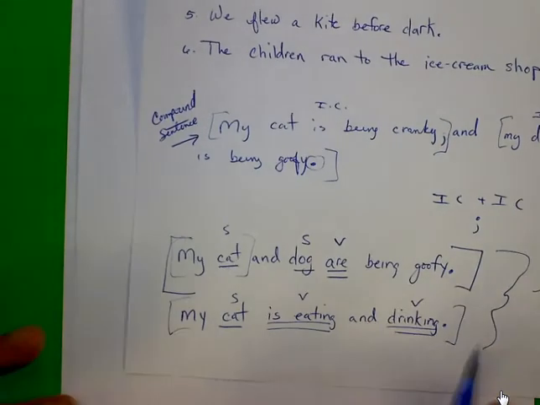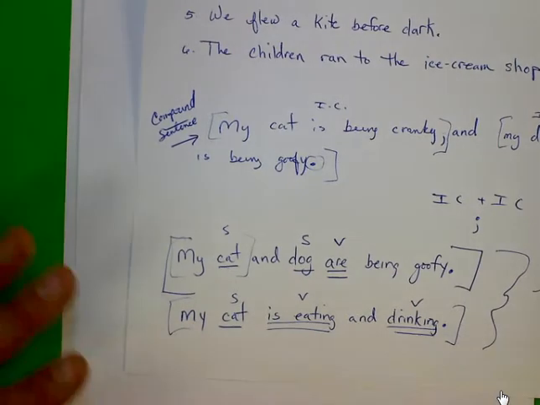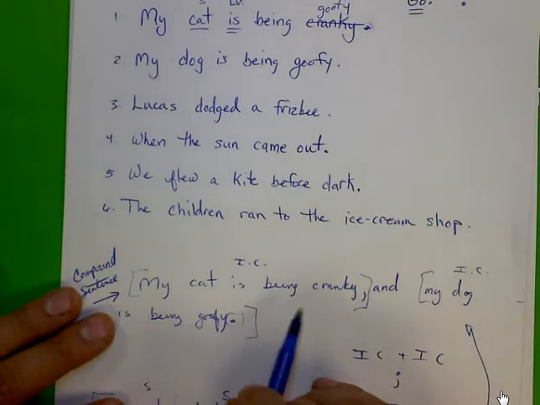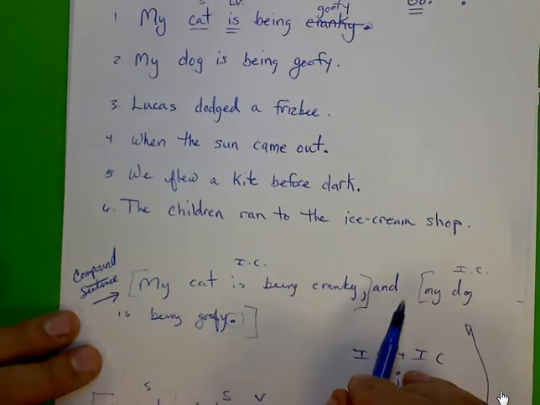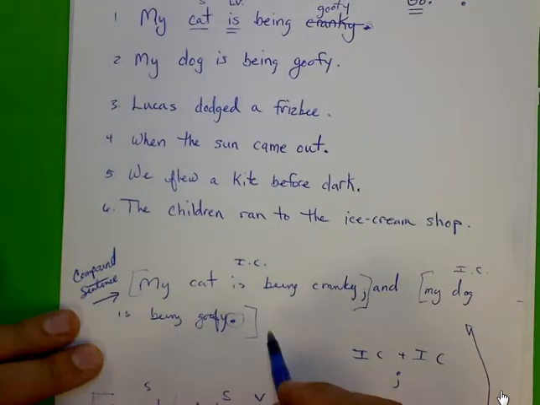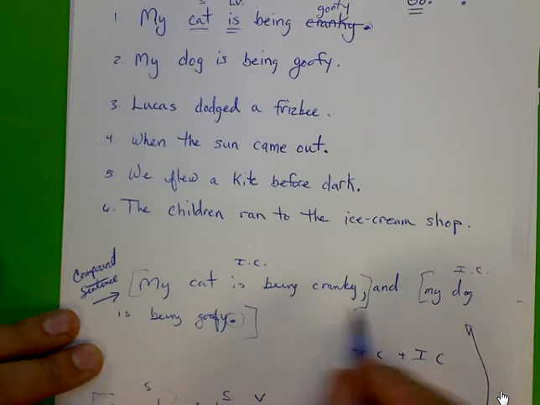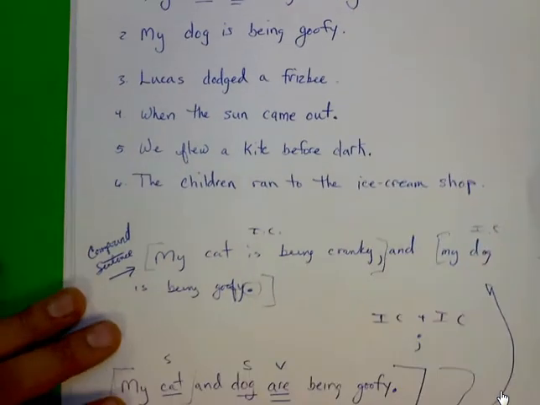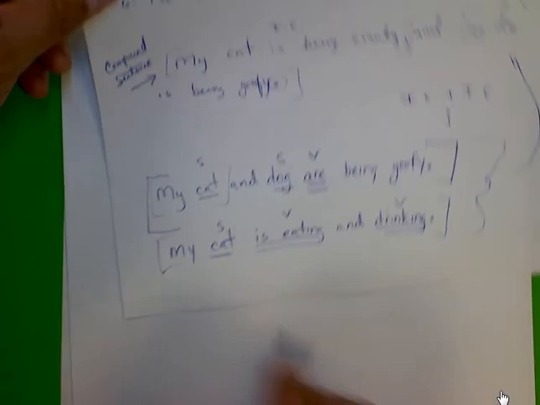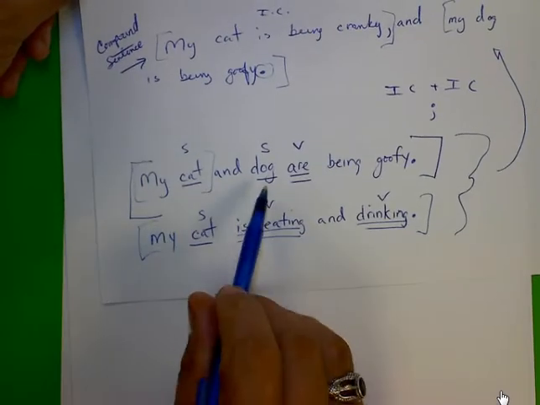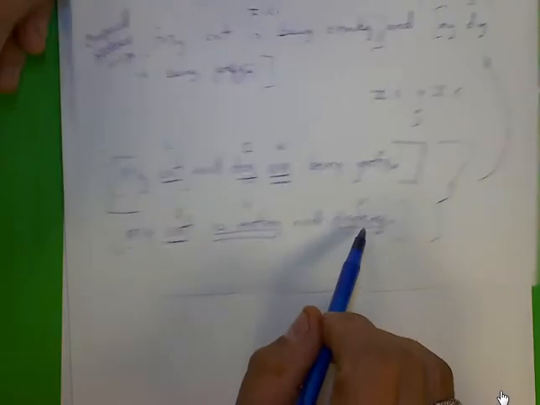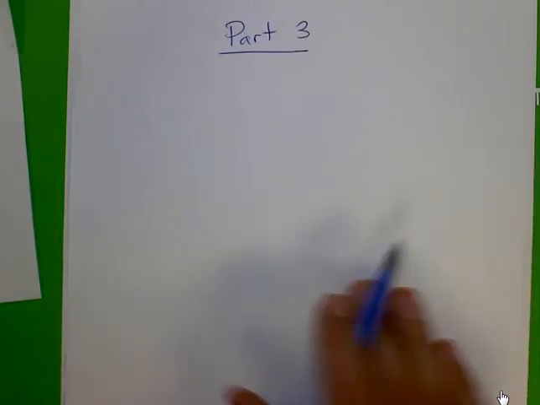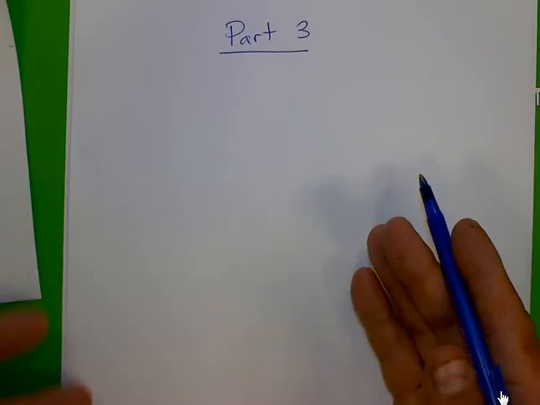That's it. My cat is eating and drinking. That's it. Versus the two ideas together. My cat is being cranky and my dog is being goofy. Period. Okay, there's two before we get to that period. So I wanted to start there looking at these, the compound subject and the compound predicate, because we can combine those and still only have one idea.